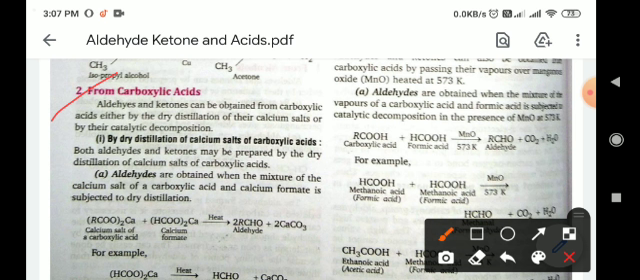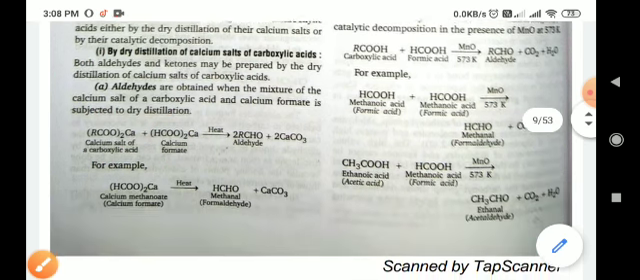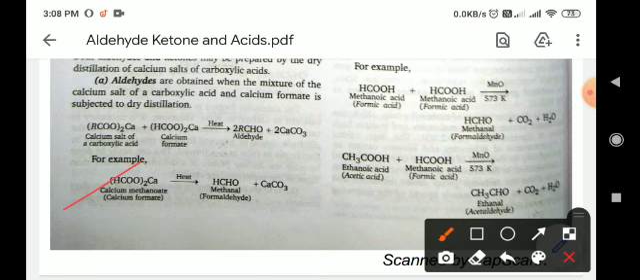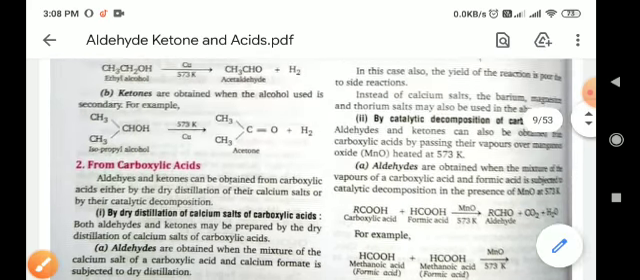So from carboxylic acid, by dry distillation of the calcium salt of carboxylic acid, if you take the calcium salt of carboxylic acid and formic acid, that is calcium formate and calcium acetate, then it gives acetaldehyde, basically an aldehyde. For example, here you can take calcium methanoate. If you take 2 moles of this calcium methanoate, then after heating it gives 1 mole of methanal, meaning formaldehyde, and calcium carbonate. So by this method you can prepare it.